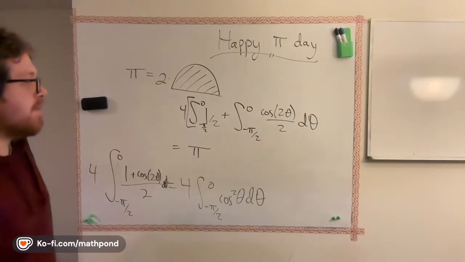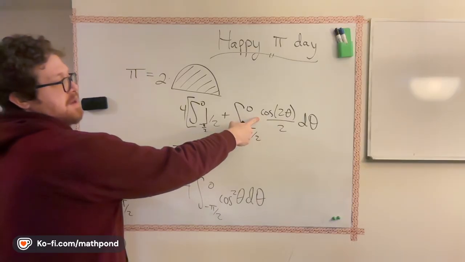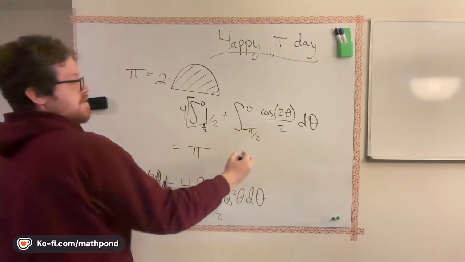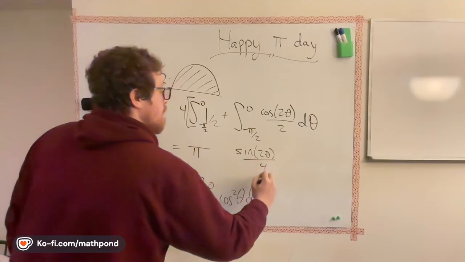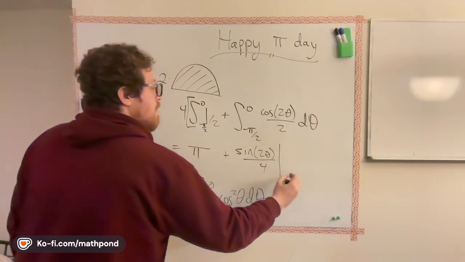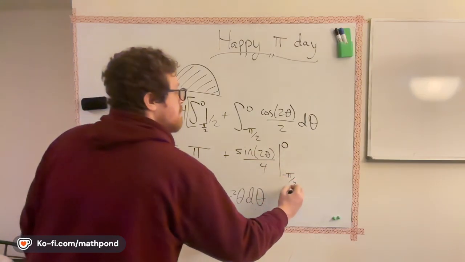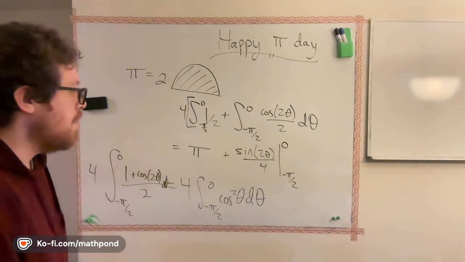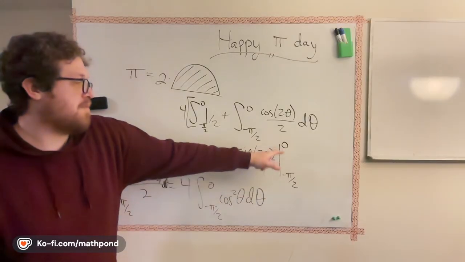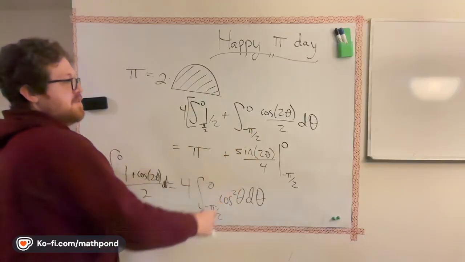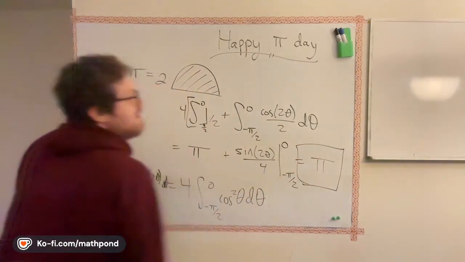And the second part, antiderivative of it is sine of 2 theta, and then we have to divide by the constant, so it's sine of 2 theta over 4. And then here it's the endpoints 0 and negative pi over 2. Yeah, and then at the endpoints, sine of 0 is 0, sine of pi is 0, so this is just 0 minus 0, so this is just pi. Oof.